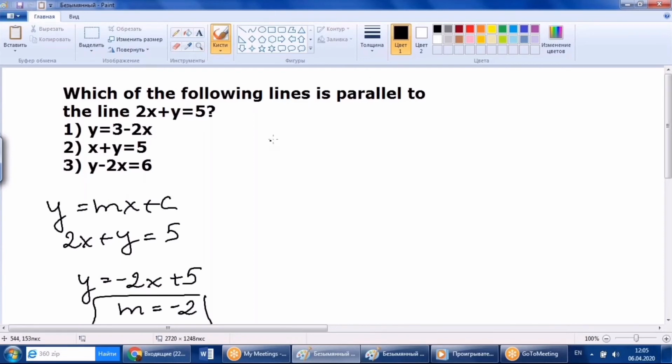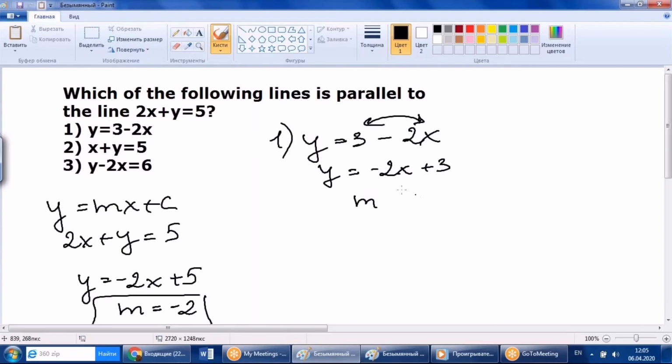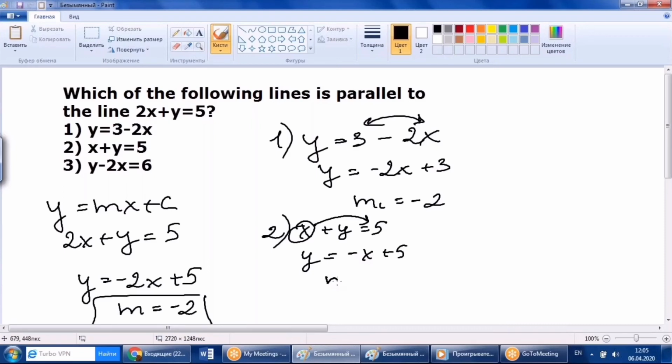So, the first equation, y equals 3 minus 2x. Let's rearrange it. So, y equals negative 2x plus 3. So, the gradient of this equation is equal to negative 2. The second one, x plus y is equal to 5. So, y is equal to, we put the x to the other side, negative x plus 5. If we don't have any number before the x, that means that there is 1. So, the gradient of the second equation is equal to negative 1.